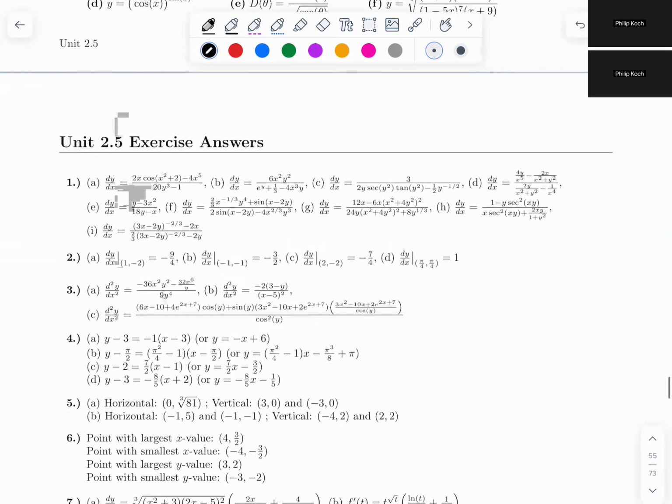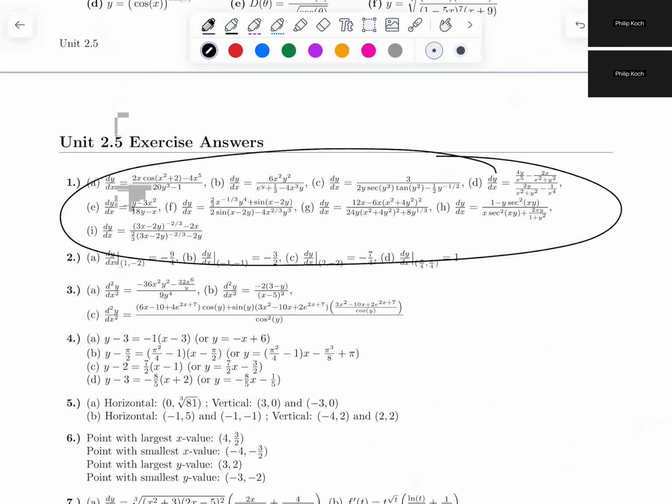Keep in mind, by the way, in this section, if your answer doesn't look like mine, try and factor out 2 negative signs from the numerator and the denominator and see if you get the same thing.